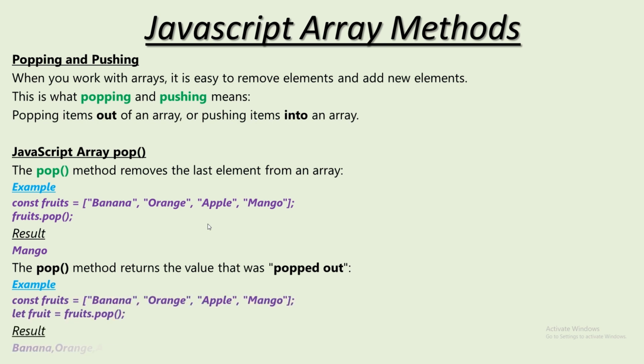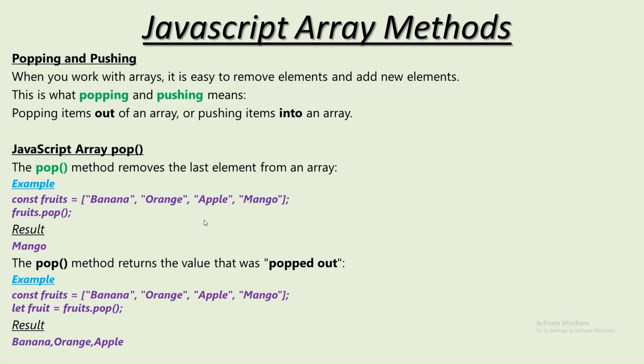JavaScript array pop. The pop method removes the last element from an array. For example, we have a constant fruits, which is an array, and we use fruits.pop. This is going to remove the last element, which is mango, from the array. The pop method returns the value that was popped out. Now, after using pop, if you want to print the value of that array, it will show you only three elements in it. Let's see that in action.